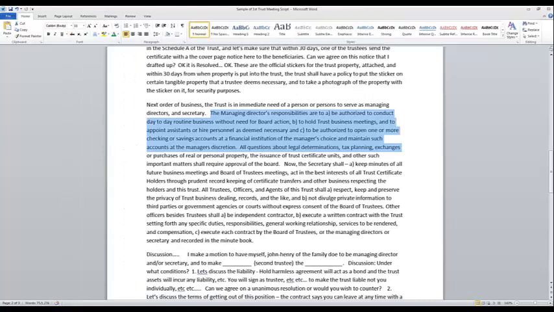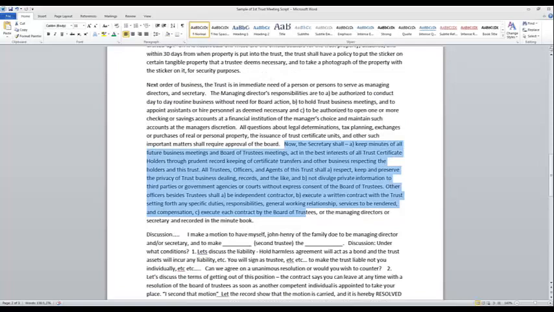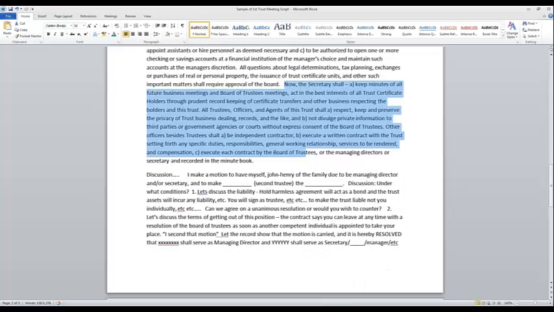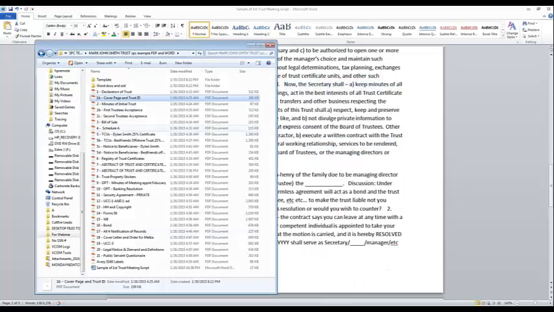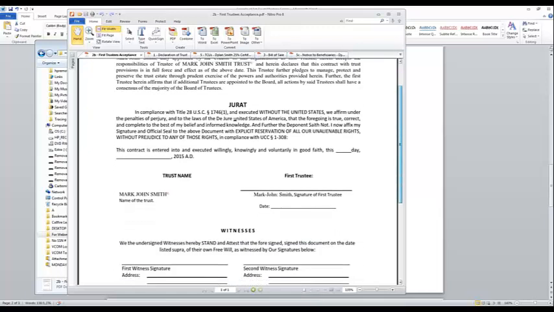I put all that in here, and the secretary's responsibilities are to keep meeting minutes, to preserve the privacy of the trust's business dealings and records, and not to divulge private information to third parties, governments, or courts without the express consent of the board, et cetera. Once you've outlined the responsibilities of the managing director and the secretary, you approve the positions and sign the acceptance as trustee. It's very simple. It basically says that you're accepting and pledging to manage, protect, preserve, and exercise the powers of the trust estate.